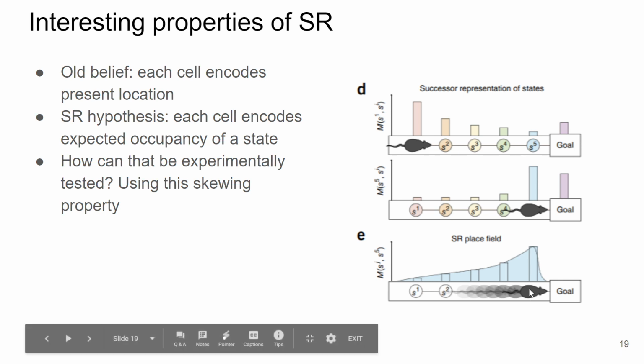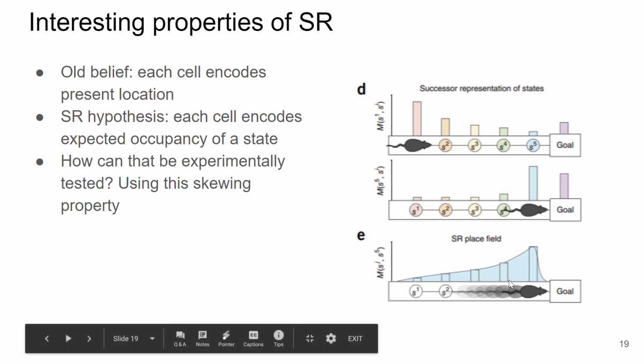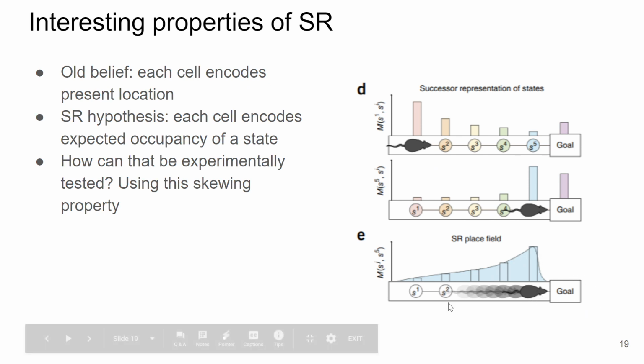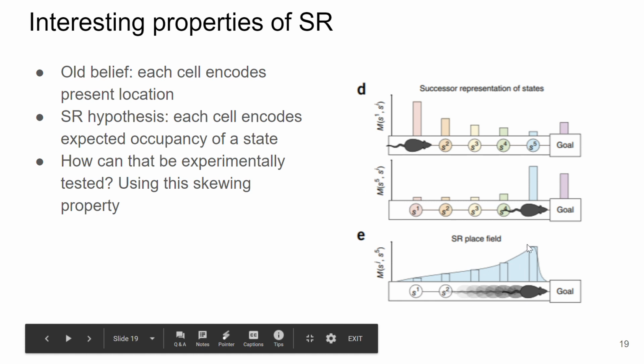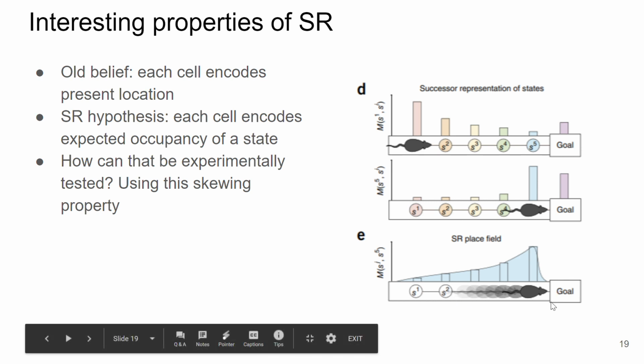Yeah, so the idea is if you had the traditional old belief, that it encodes just the location, then what you would see is a symmetric curve around S5. But because of the SR hypothesis, we have a sudden dip. Okay, because you know that the mouse... Yeah, because the mouse is moving towards the right. So once you go to S6, the expected occupancy of S5 is kind of 0. That makes sense.